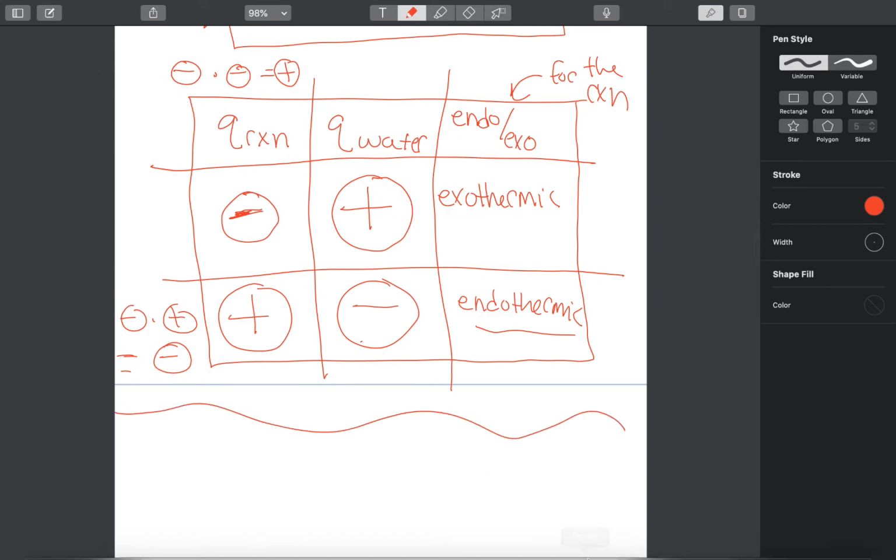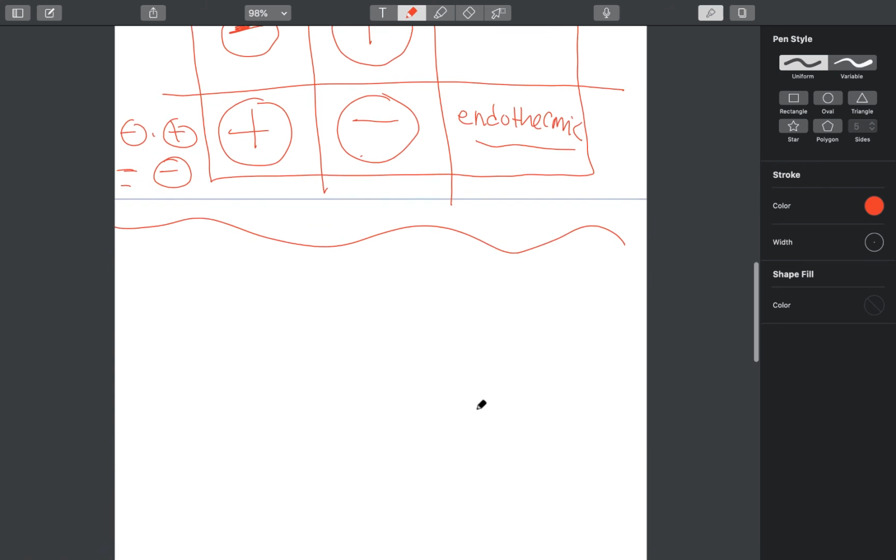So now let's apply what we learned to how we can actually use the calorimeter. Let's bring our little equation back. Negative Q of the reaction is equal to Q of the water. We know that this works when you assume that the coffee cups are perfect insulators. So how can we get delta H of the reaction from this equation?